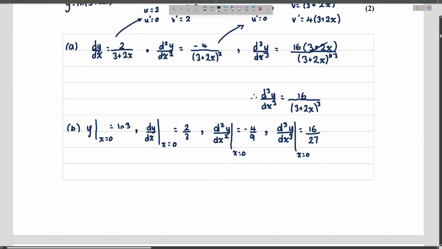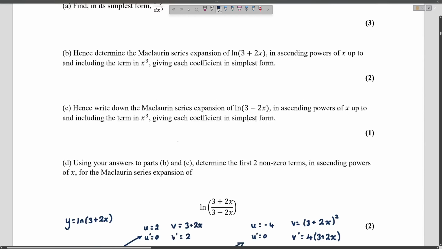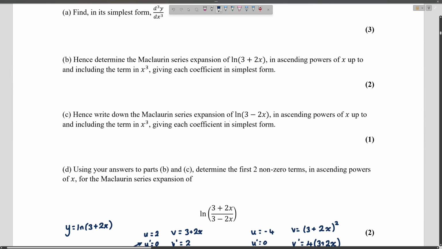Now for part C then, let's just scroll up here. It says, hence write down the Maclaurin series expansion of ln of 3 minus 2x. Just notice that this is very, very similar to what we had in part B. The only difference now is it's 3 minus 2x as opposed to 3 plus 2x, in ascending powers of x up to and including the term in x cubed. So it is almost identical to part B.